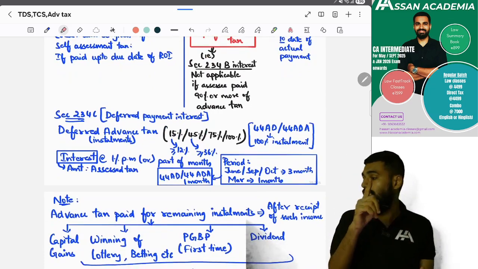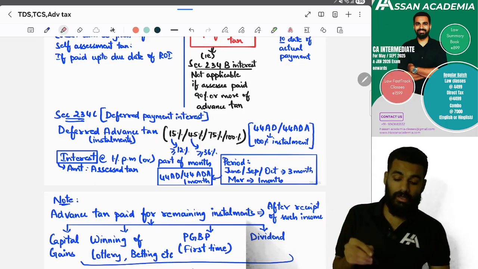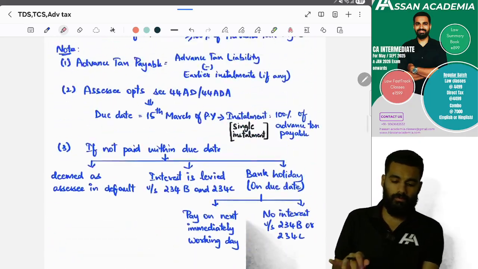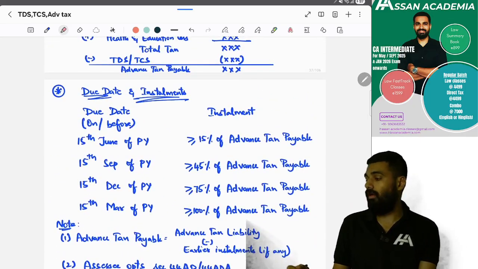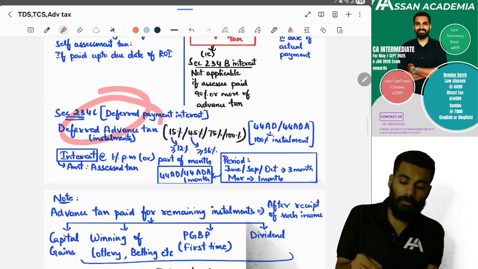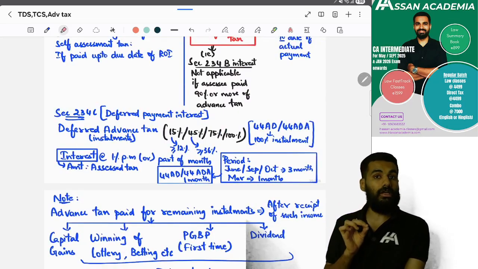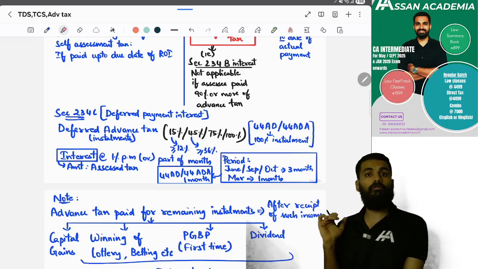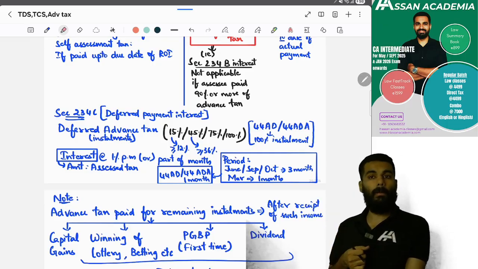But 234C is also there. What is 234C? 234C is where deferred, we told that 15th of June, 15th of September, 15th of December and 15th of March you have to make payment. But if you are not making payment of 15 percent, 45 percent, 75 percent, 100 percent during 15th of June, 15th of September, 15th of December and 15th of March, then interest under section 234C will get attracted.